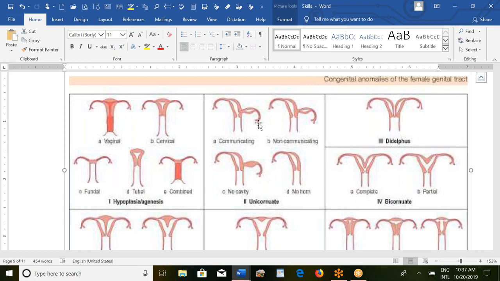Doctor, can you just come down? I can't see the beneath one.